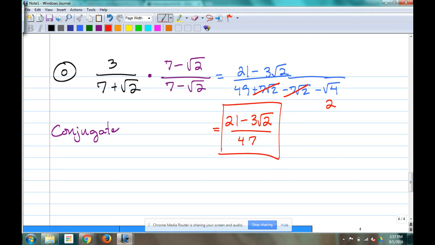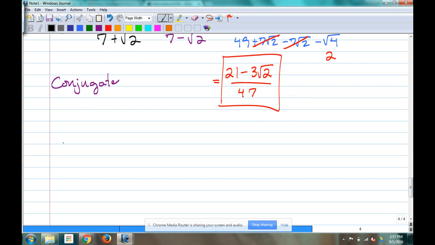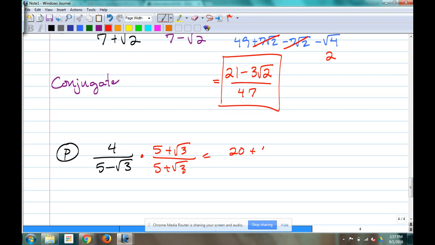Let's do one more, and we're done. Y'all still have 3 minutes, and it won't take 3 minutes to do this problem. 4 over 5 minus radical 3. What's the conjugate that goes with that? 5 plus radical 3. Good job. Distributive property on top: 20 plus 4 radical 3. The bottom part, the shortcut would be 5 times 5 is 25, minus square root of 3 times square root of 3. Square root of 9 is 3. That's what's going to happen every time.